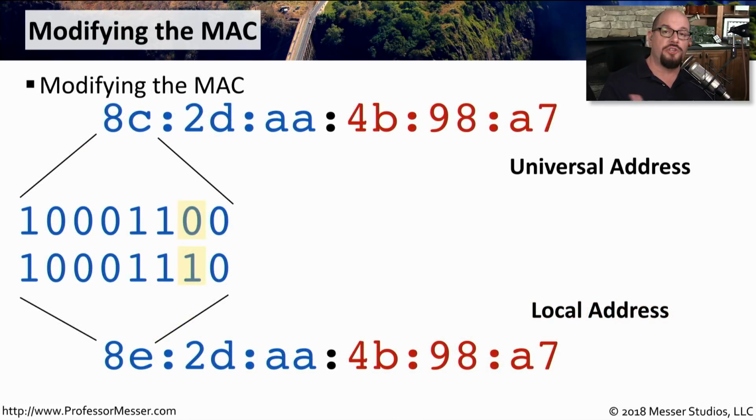Here's an example of changing that 7th bit. That's obviously going to be in the first byte of the MAC address. So if the MAC address starts with 8C, we need to list out that 8C in binary. You can see that 7th bit here is going to be a 0. We need to change that 0 to a 1, and that will be represented as 8E when you look at it in hexadecimal form.